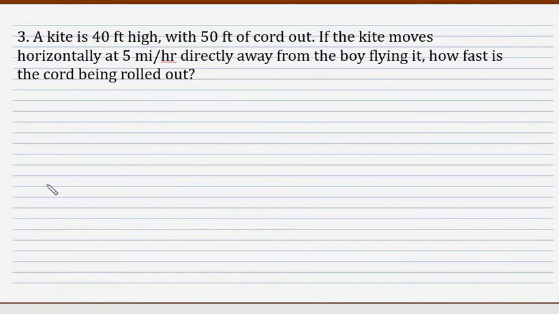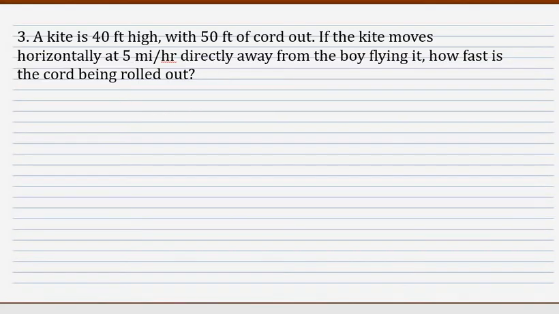Okay, last problem. Let's say a kite is 40 feet high with 50 feet of cord out. If the kite moves horizontally at 5 miles per hour directly away from the boy flying it, how fast is the cord being rolled out?